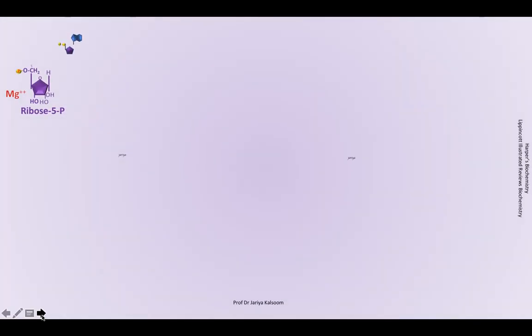The synthesis of purine ring starts with the sugar ribose 5-phosphate in presence of PRPP synthase and magnesium ions. ATP is converted to AMP with release of pyrophosphate. This pyrophosphate attaches to ribose 5-phosphate, resulting in formation of phosphoribosyl pyrophosphate or PRPP.